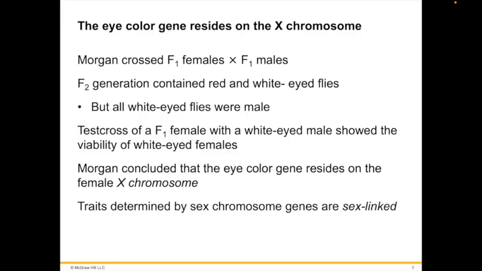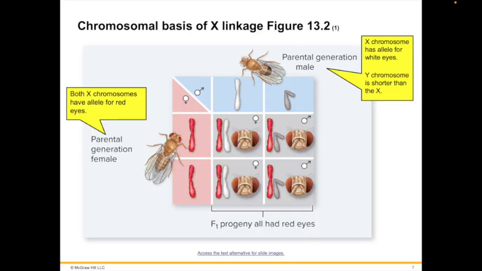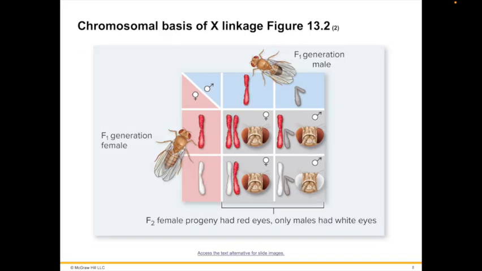However, something about the outcome was strange and totally unpredicted by Mendel's theory. All of the white-eyed F2 flies were males. So please see Figure 13.2, which is here. White eyes in the male flies by way of the F2 generation.